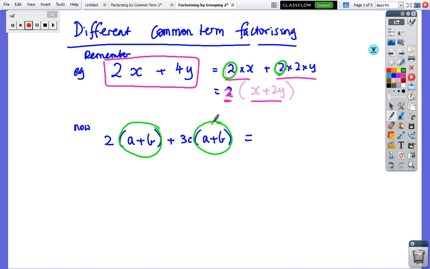Okay, so that means out the front, instead of having a 2, we have a bracket, a plus b, and then in the second bracket we leave what's left. Like up here, we left x plus 2y, and now we leave 2 plus 3c. Okay, so that's sort of a common term, but the common term is a bracket. Okay, so that's straightforward. So copy that down, and then we'll look at questions that lead to a bracket being a common factor. Okay, copy that down, and when you're ready, come to the next slide.